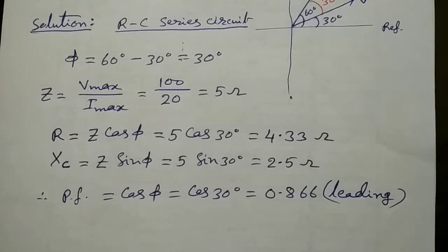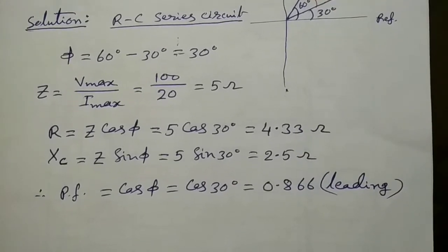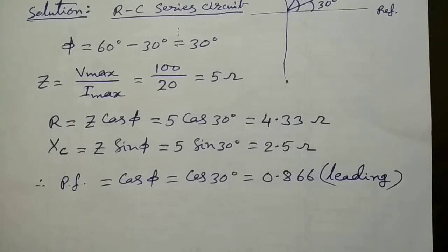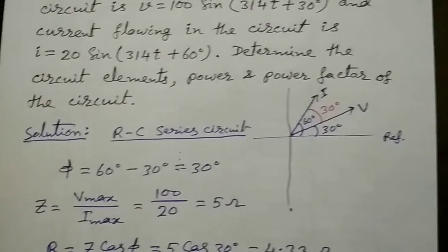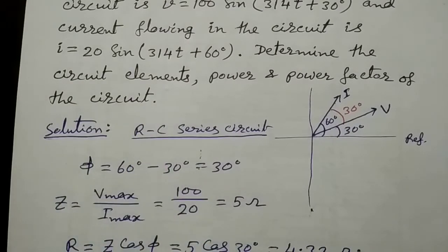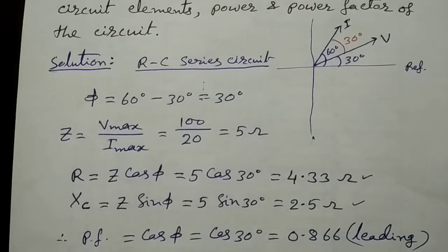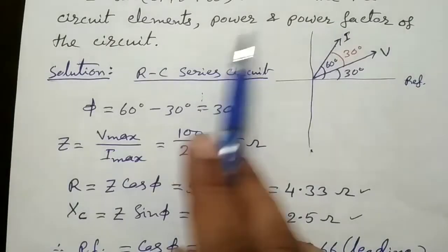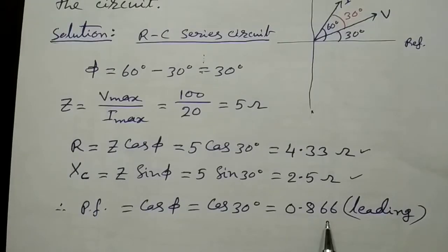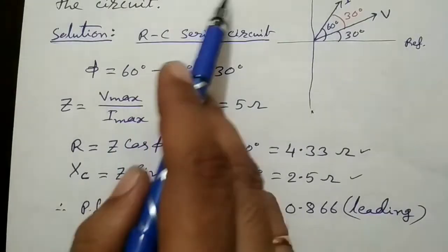Now, before calculating the powers, because in the question it has been asked to find the circuit elements, that we have calculated here. This is the R and this is the Xc. Now we have to find the power and power factor. Power factor we have calculated. Power factor is 0.866 leading, and then the powers.